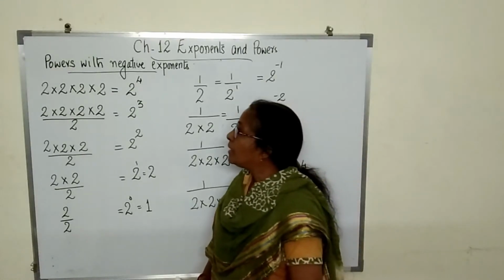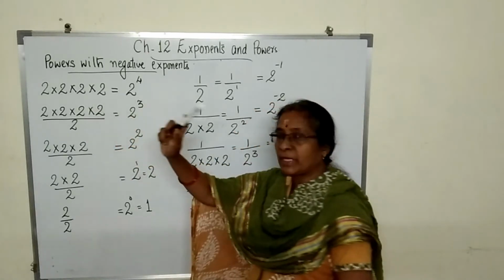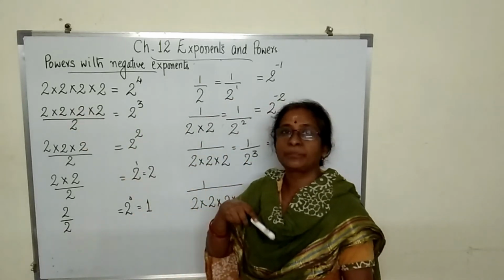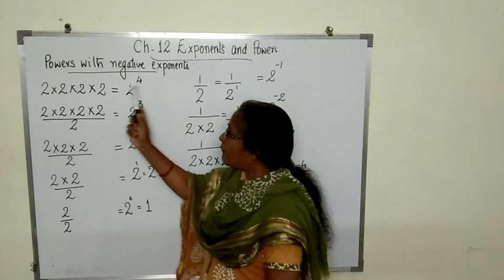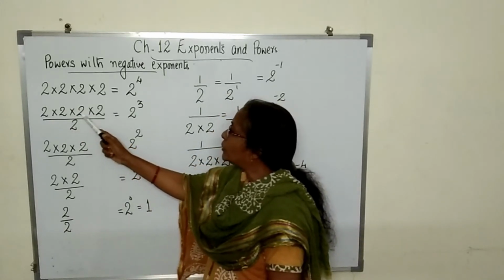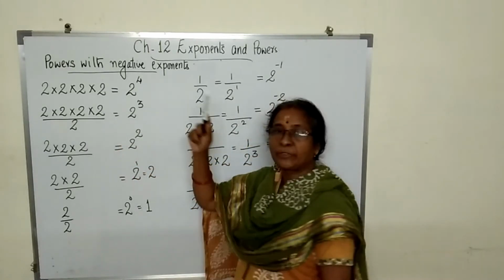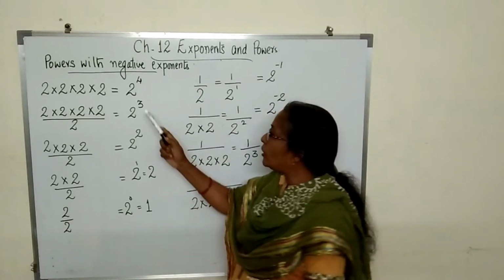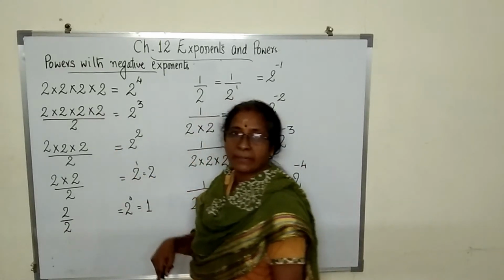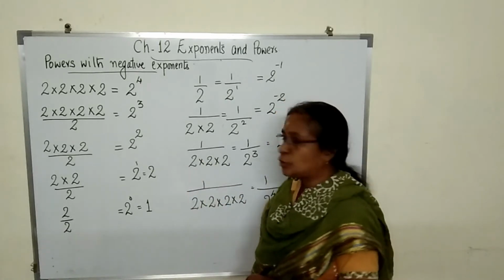Now let us see powers with negative exponents. Here there is a power given, 2 multiplied by itself 4 times. How will you write it in exponential form? 2 raised to 4. Now when this product, 2 into 2 into 2 into 2, is divided by 2, one 2 gets cancelled. So what will happen to the exponent? It will reduce. It will become 2 raised to 3. Again, when 2 raised to 3 is divided by 2, once more it gets reduced, so it will become 2 raised to 2.